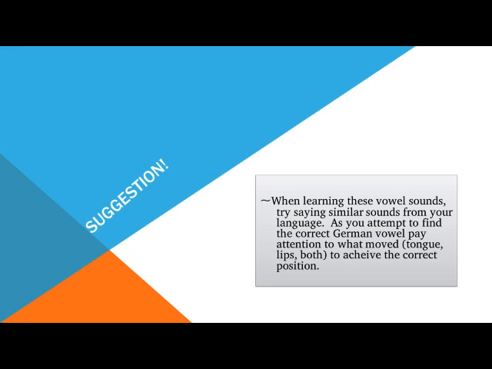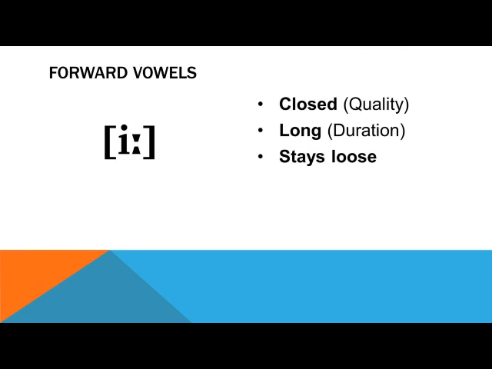So just a little suggestion, when you're learning these vowel sounds, try to find similar sounds in your own language, and as we work together and as you listen to this and you find the correct vowel, notice what moves in order to achieve that correct position. Is it the tongue? Is it the lips? Is it both? For this lecture, you're probably going to notice mostly movement of the tongue. Now let's look a little more in depth at each sound.